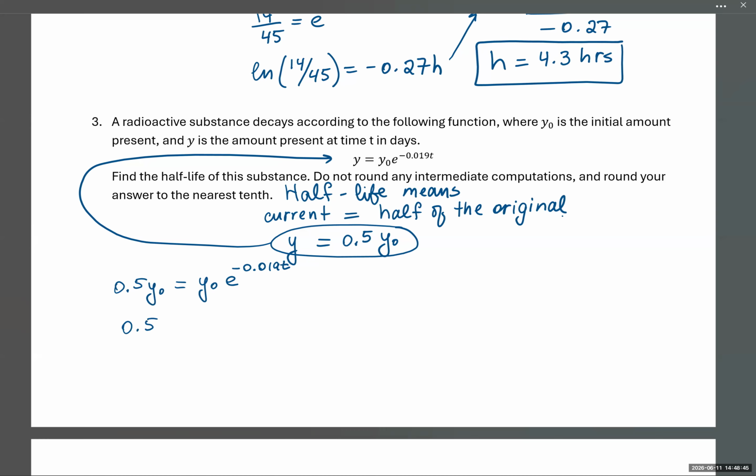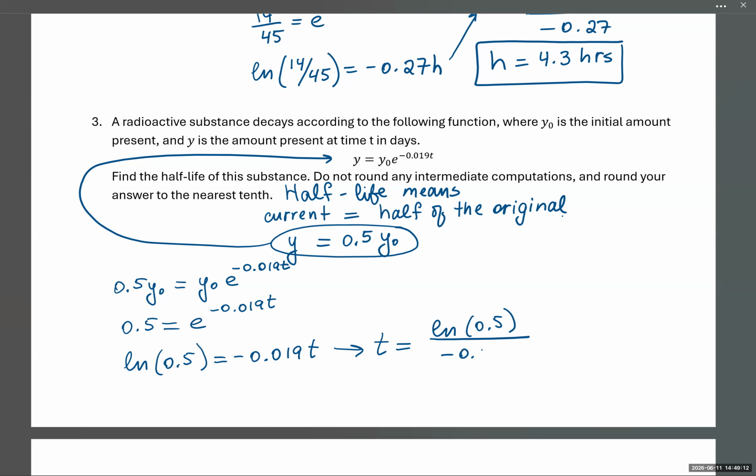So that's just 0.5 equals e to the negative 0.019t. Now we're ready to go ahead and convert this to a logarithmic equation base e. So this is ln of 0.5 equals negative 0.019t. And then we'll just have to divide by the number in front of t. t equals ln of 0.5 divided by negative 0.019. Put it into a calculator and round it to the tenth. So this is 36.5 days.